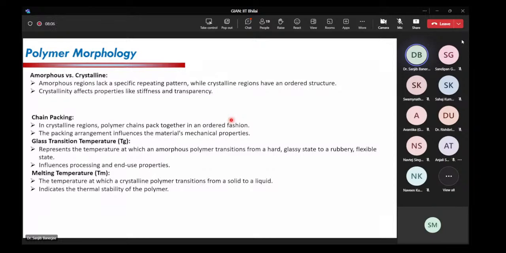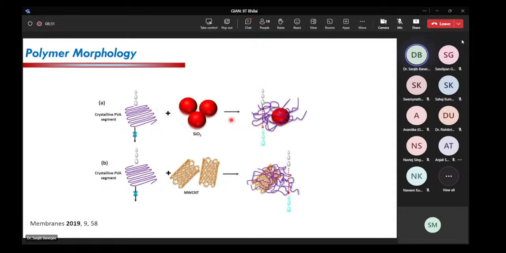Broadly, there are two kinds of polymeric materials. One is amorphous, one is crystalline, right? And then there are two kinds of transition. One is the glass transition temperature or Tg, where an amorphous polymer changes phase, and another one is the melting temperature, where a crystalline polymer melts, basically, right? Now I want you to look at this slide carefully so that I can discuss. Have a look at this slide, then I will discuss.